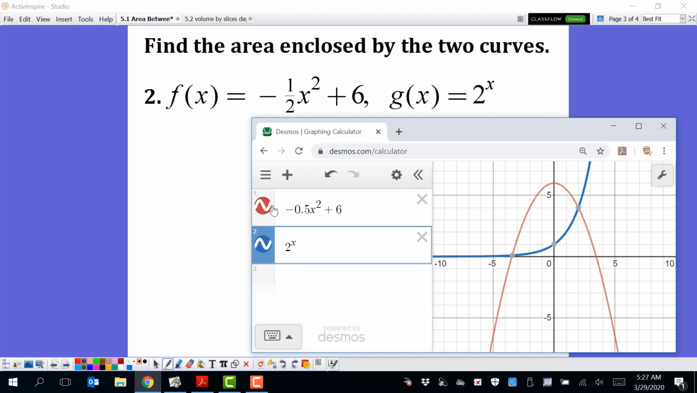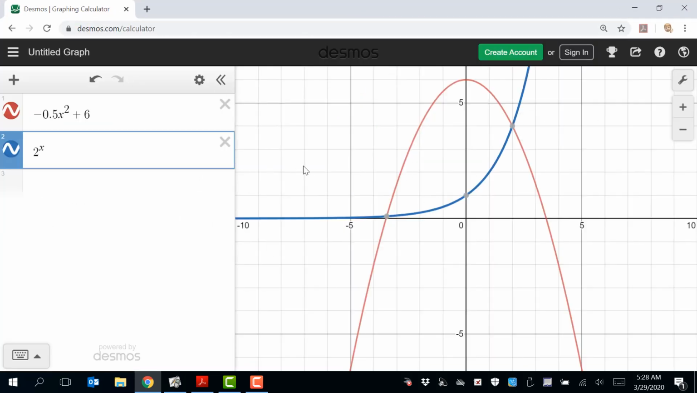And remember, to get exponents on a keypad, you're going to use the caret key. Okay, so clearly I can see that I've got my two curves here. The red curve is the quadratic, negative 0.5x squared plus 6. The blue curve is the exponential, 2 to the x. And very clearly you can see this overlapping shaded region here.